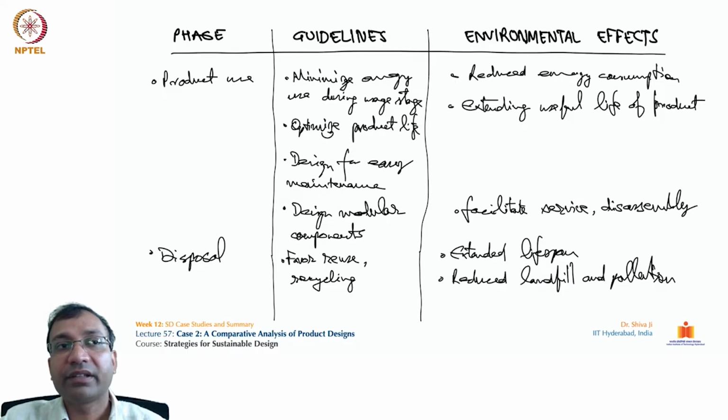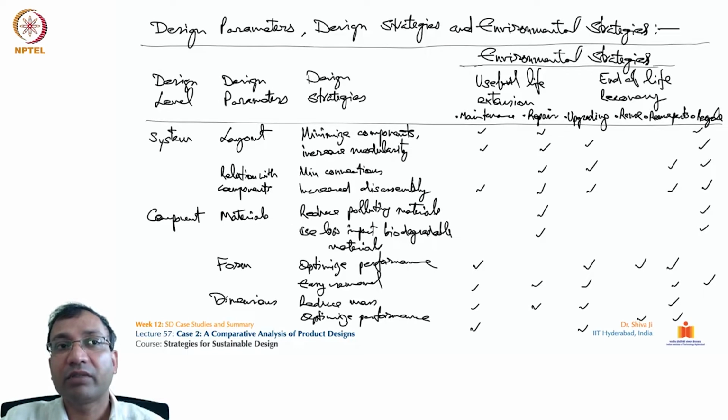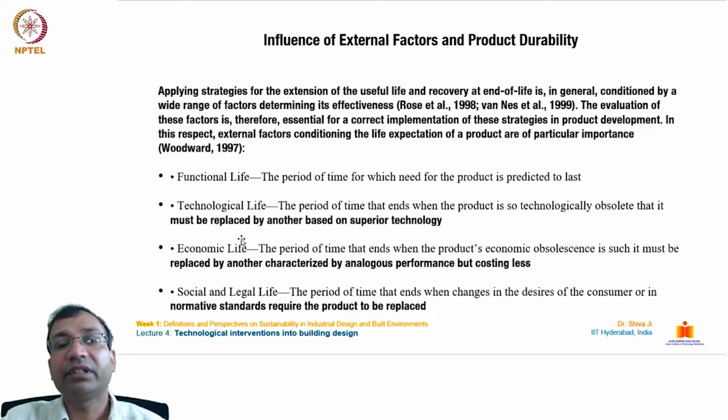Further, some design parameters, design strategies, and environmental strategies. Okay, so if you see at the system level, at the component level, how the environmental strategies of useful life extension and end of life recovery may apply, and how we can make use of these strategies. Finally, we will discuss the influence of external factors and product durability over here.